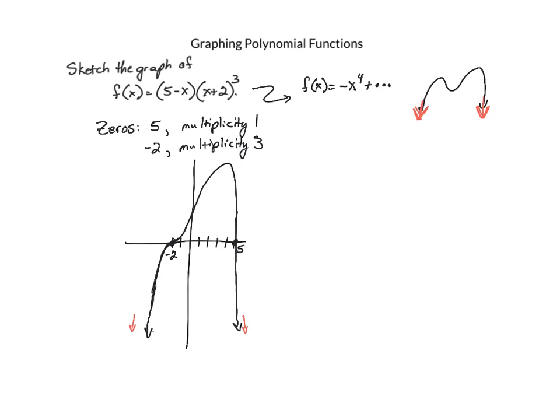And I'm also going to label my y-intercept. So I'm going to substitute in 0 for x. So I have 5 minus 0 times 0 plus 2 cubed. And I have 5 times 8, or 40. So there is my sketch of the graph. Do notice that this time we didn't have 3 turning points. We only had 1, but as we know, that can happen.